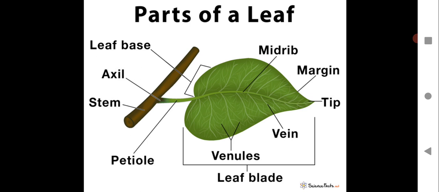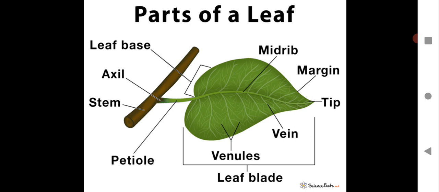So here you can see the leaf base, then you see a stem, and the axil is the point at which the leaf is attached to the stem. So please label all that. Then you can see the midrib, which gives support to the leaf and prevents it from breaking. Then it has a margin. You can see the margin, the tip, and you can see the vein.